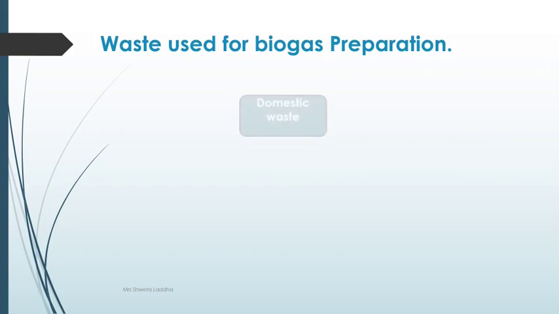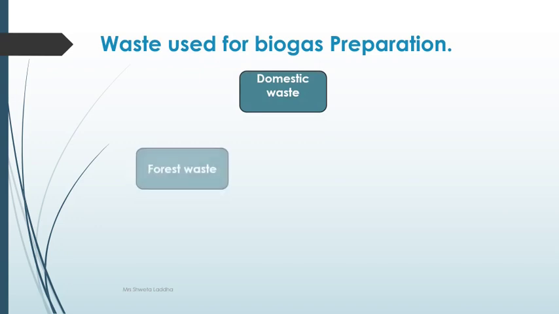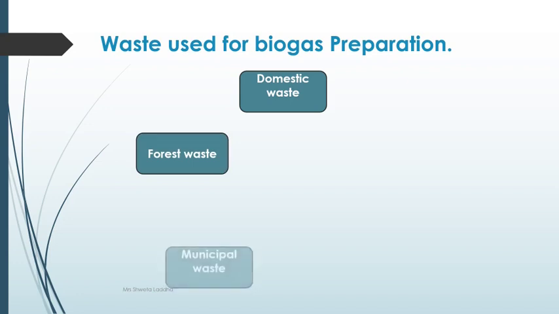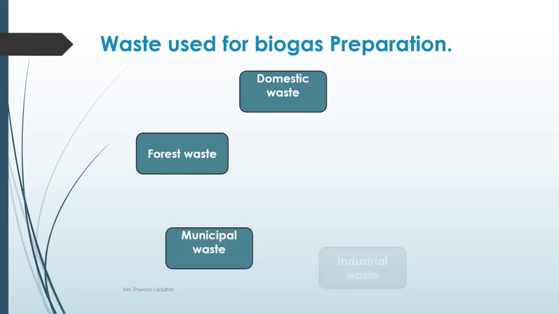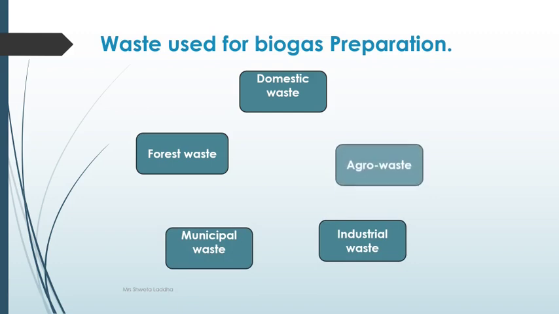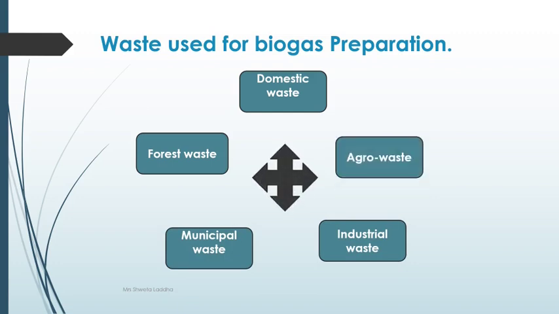Which waste is used for biogas production? Any domestic waste from your kitchen, the peels of vegetables, the peels of fruits, the forest waste, the twigs, the leaves which have fallen on the ground, the municipal biodegradable waste, the industrial waste, and the agro waste can be utilized for biogas preparation.